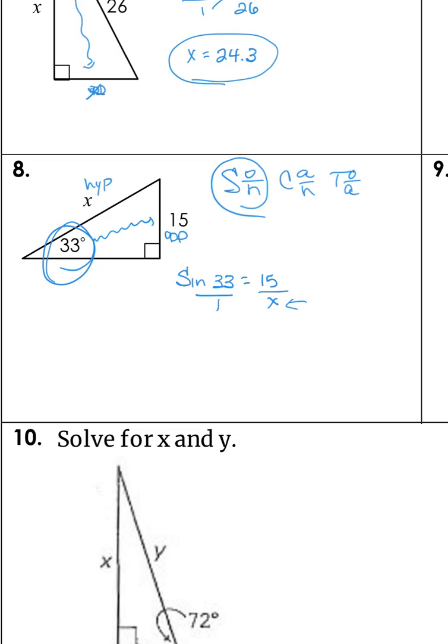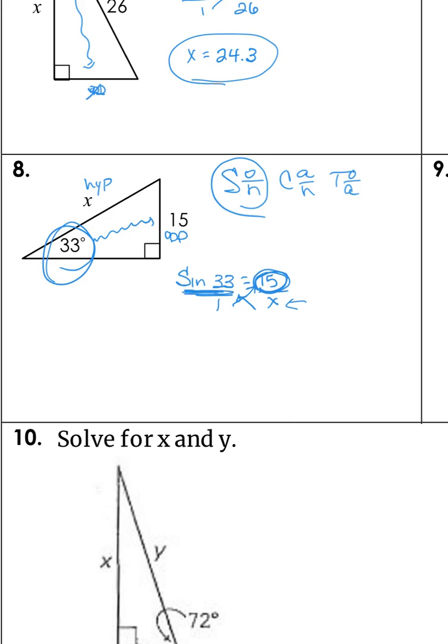This time the letter is on bottom. When that happens, instead of multiplying, we're going to end up dividing, because when we cross multiply this, it's not going to give me an x equals. We're going to have to divide this time. So when this happens, take 15 divided by sine 33.